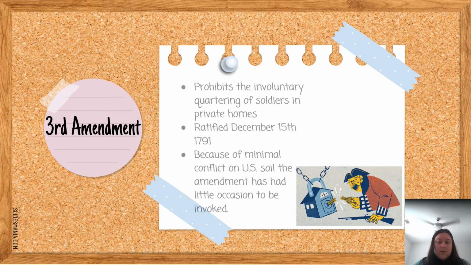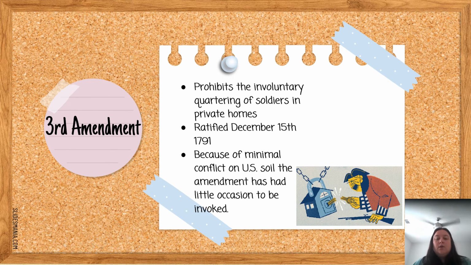So the Third Amendment, I'm going to read this one. It says, prohibits the involuntary quartering of soldiers in private homes. So quartering and involuntary, what are those words? Basically, the government cannot force you to bring a soldier into your home and provide for them a place to sleep or eat or anything like that. The government cannot force you to do that.